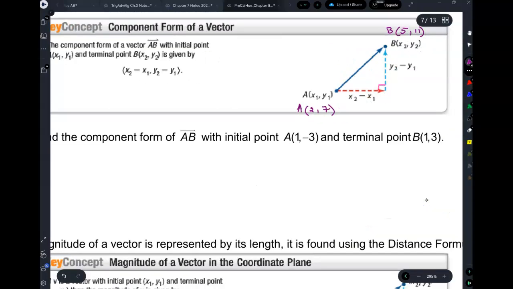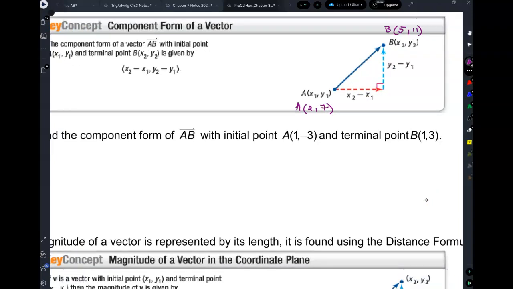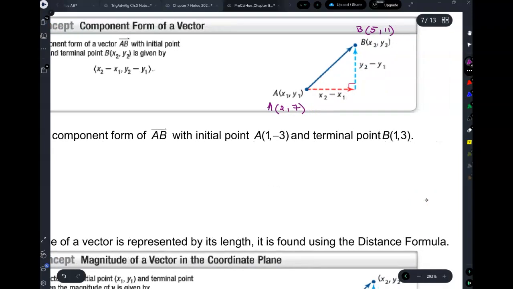Okay, I'll try to zoom in a little bit. Maybe we need to move you closer. Yeah. Okay.